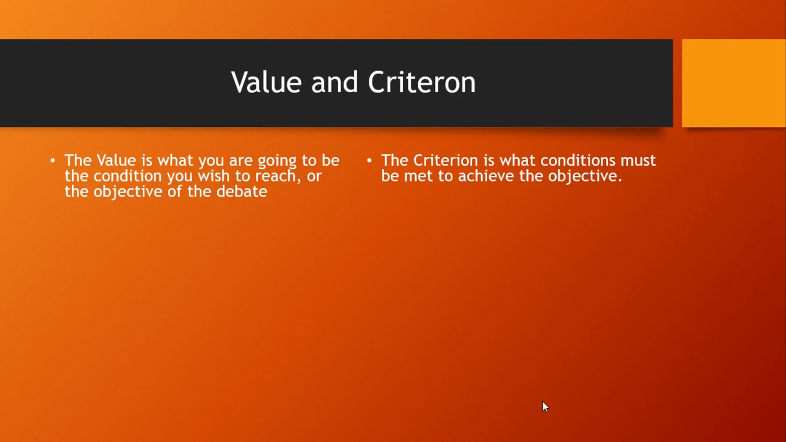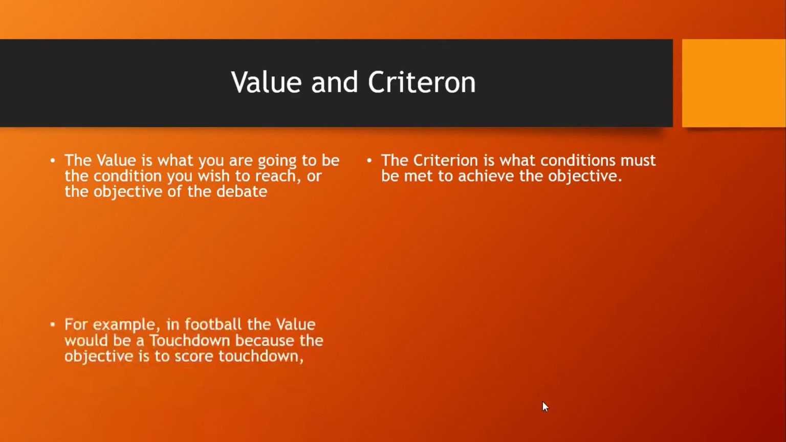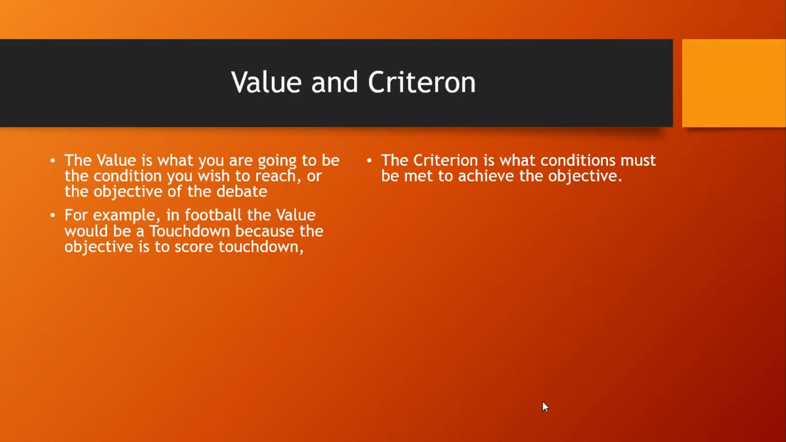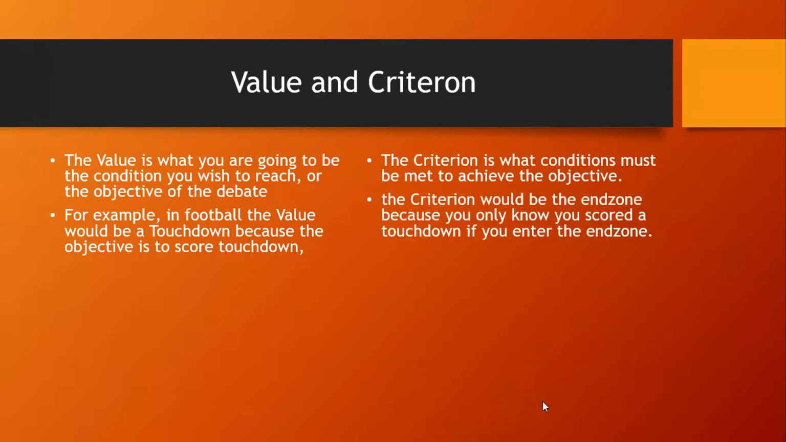So, for example, in football, the value would be a touchdown because the objective is to score touchdowns, while the criterion would be the end zone because you only know you scored a touchdown if you enter the end zone.